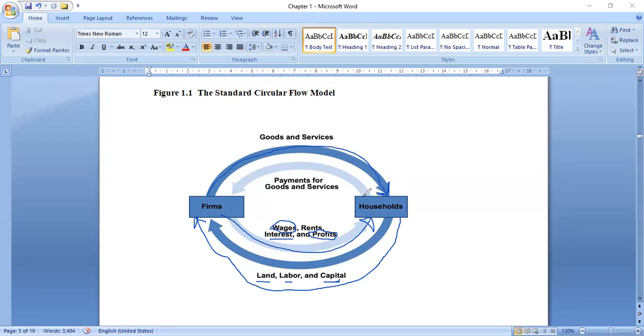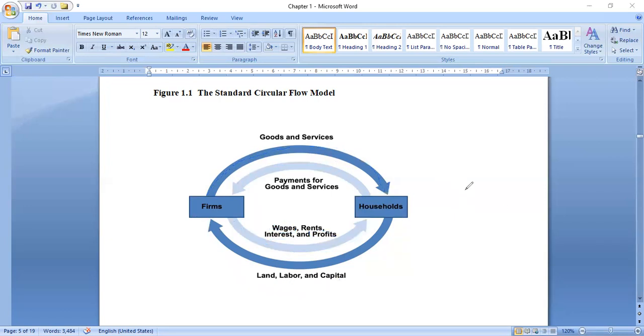And in return, of course, as these households are buying these goods and services, they are making a payment. They are paying money or income to the business firms. So basically that is the circular flow activity, the circular flow of economic activity, or the circular flow model, right? But that is for a two-sector model.